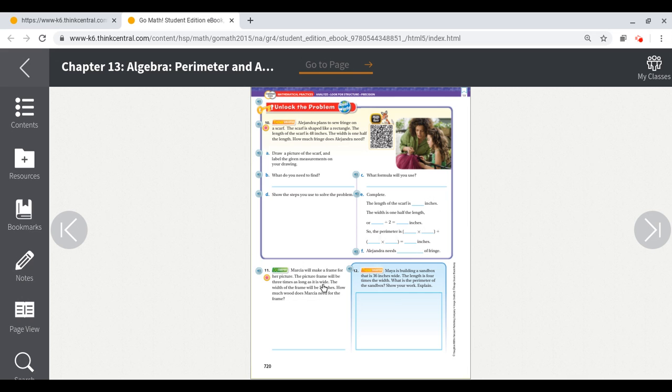So these are 2-step word problems. I want you to practice those by yourself. It'll help you get ready for 5th grade.